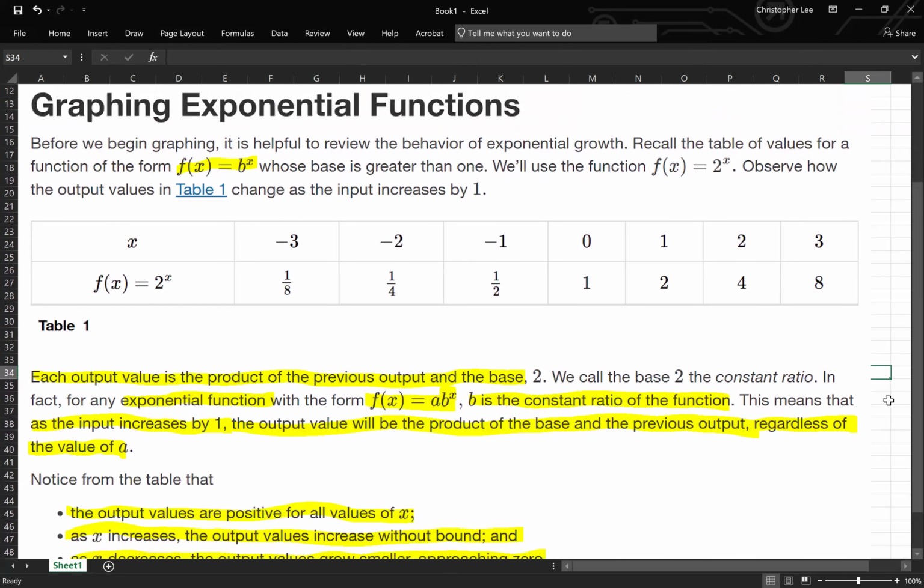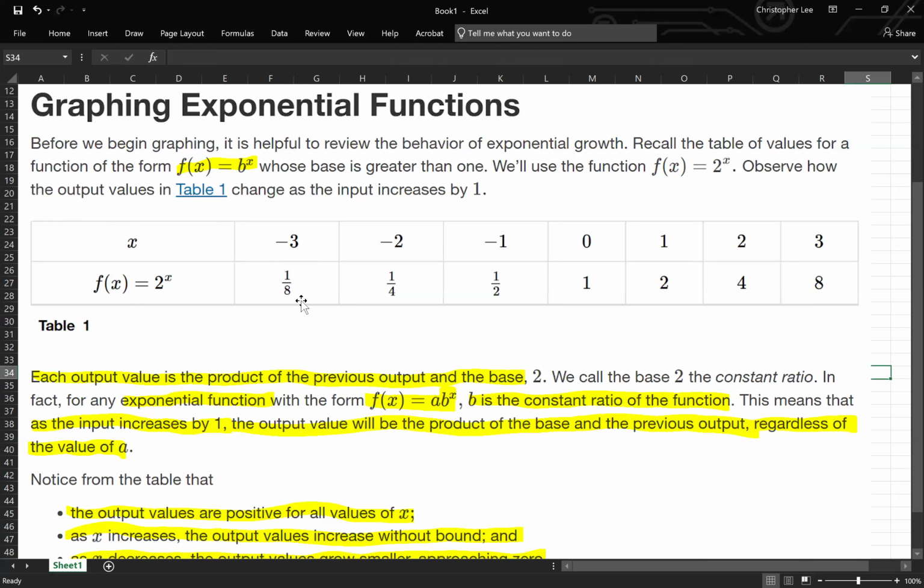So before we start graphing, it is helpful to review the behavior of exponential growth. Recall the table of values for a function of the form f of x is equal to b raised to the x power, whose base is greater than 1. We'll use the function f of x equals 2 to the x, for example. Observe how the output values in table 1 change as the input increases by 1. So our function is f of x is equal to 2 to the x. All I'm doing is plugging in some x values here: -3, -2, -1, 0, 1, 2, 3, and I'm just seeing what happens.